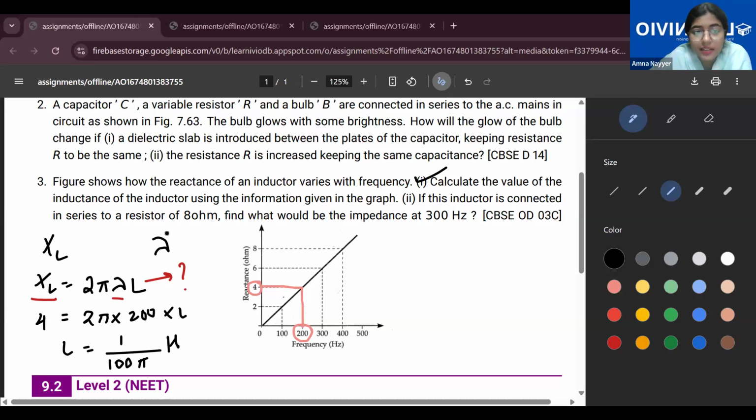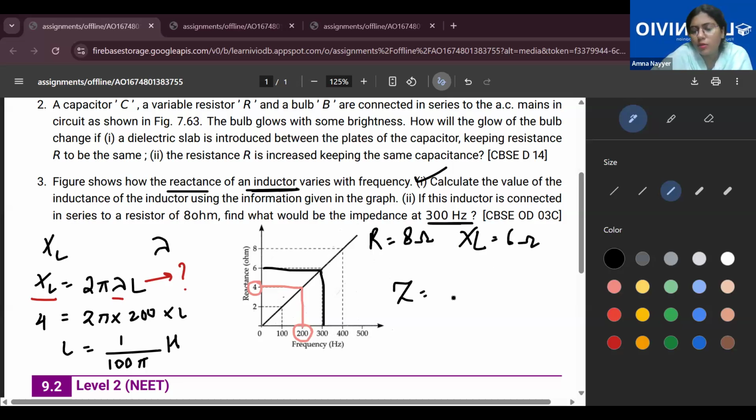Second says if this inductor is connected in series to a resistor of 8 ohms, what would be the impedance at this? Means resistor is there and reactance of inductor is only there. Means RL circuit, LR circuit we did. So inductor and resistor, they are connected. It means you need XL and R. So what XL are you going to pick from this? Set frequency 300. So for 300, look, XL is given as 6. So this is 6 ohm.